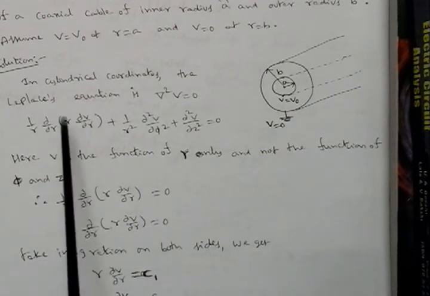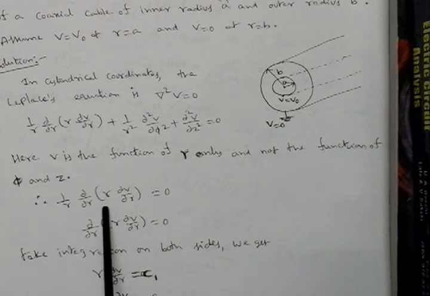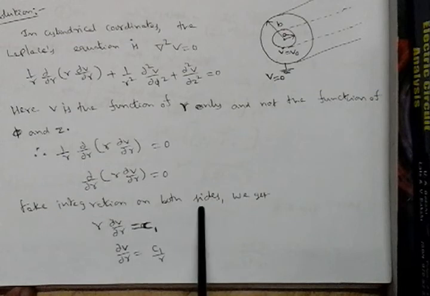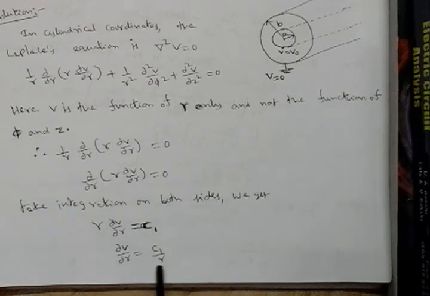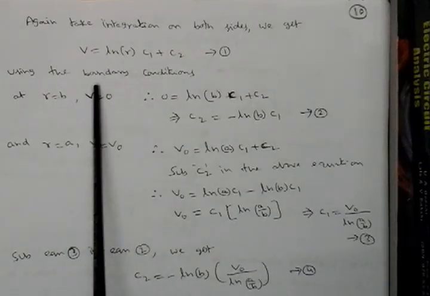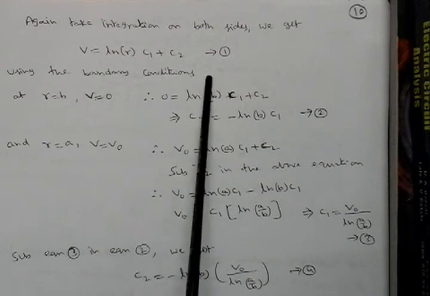That means 1 by r dou by dou r of r into dou V by dou r is equal to 0. Simplify this and take the integration, then finally we will get dou V by dou r is equal to C1 by r. Again we take the integration, so V is equal to C1 ln of r plus C2.